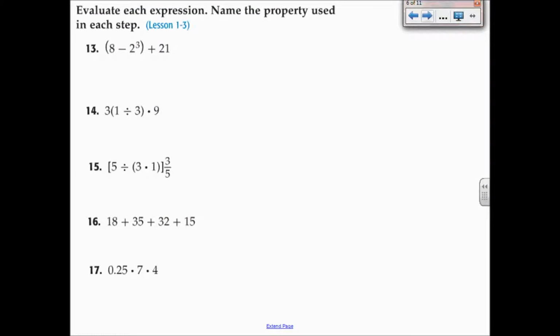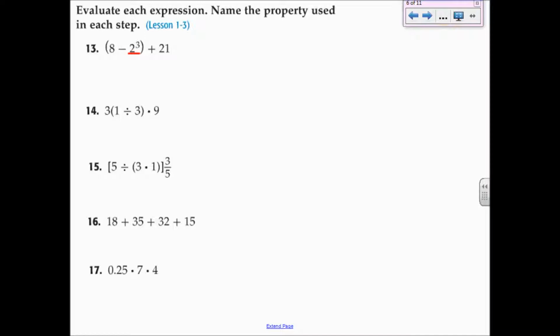Evaluate each expression, name the property used in each step. So we're moving on to section 1-3, which talks about properties of numbers. So we're going to use order of operations, and we're also going to name what's happening in each step. So by order of operations, I do what's inside the parentheses first. And the first thing inside the parentheses that I can do is exponents. So 2 to the third, which is 8.